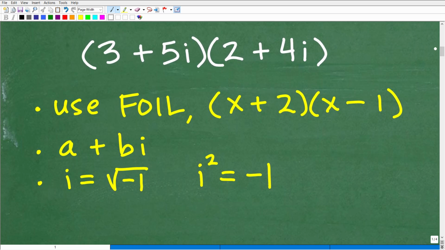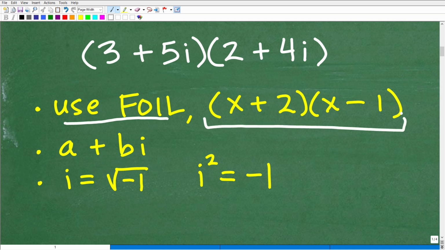The main idea here is that you're going to want to use the FOIL technique, all that good stuff that you learned back in Algebra 1. The FOIL technique is first, outer, inner, last. Now, you don't even have to use the FOIL technique. What you have to do is use the procedure you learned to multiply two binomials. So if I gave you this problem, x plus 2 times x minus 1, how do you find the product of this? Again, this is pre-algebra, Algebra 1 stuff. You need to know how to do that. Most students use the FOIL technique when multiplying two binomials, so we'll use the FOIL technique.